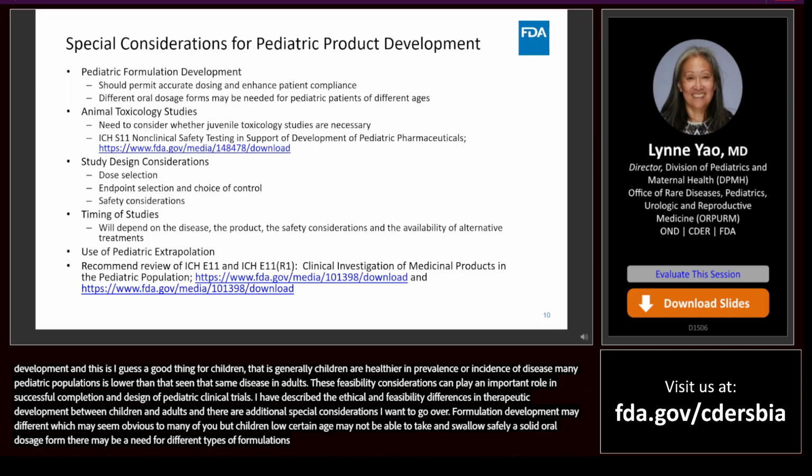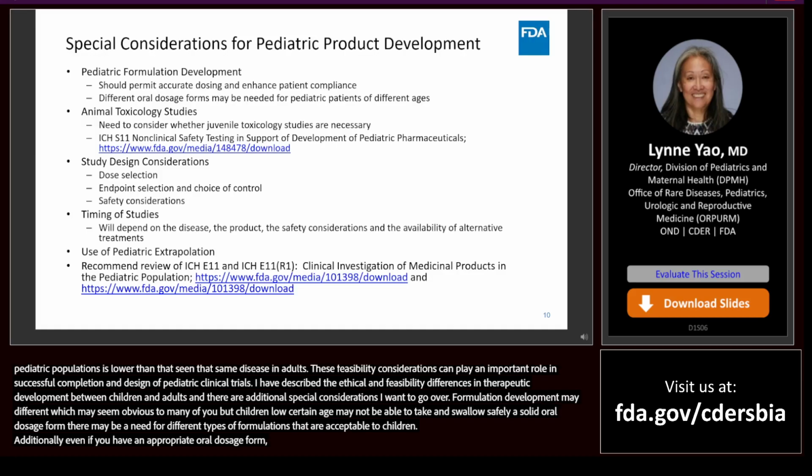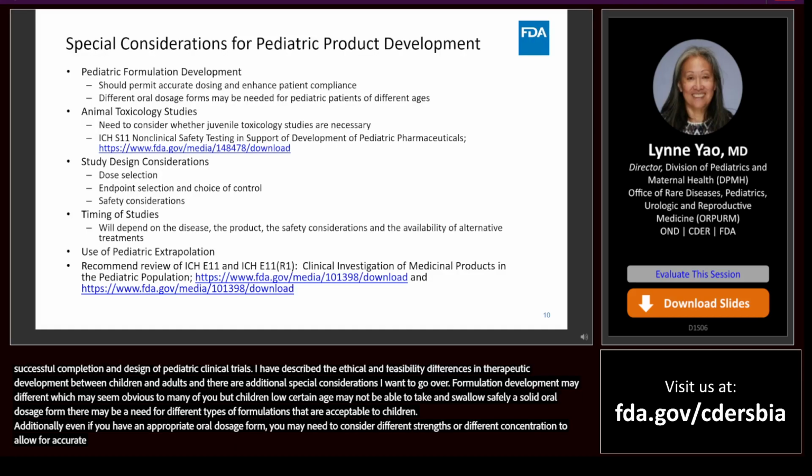Additionally, even if you have an appropriate oral dosage form, you may need to consider different strengths or different concentrations to allow for accurate dosing of all pediatric age groups.